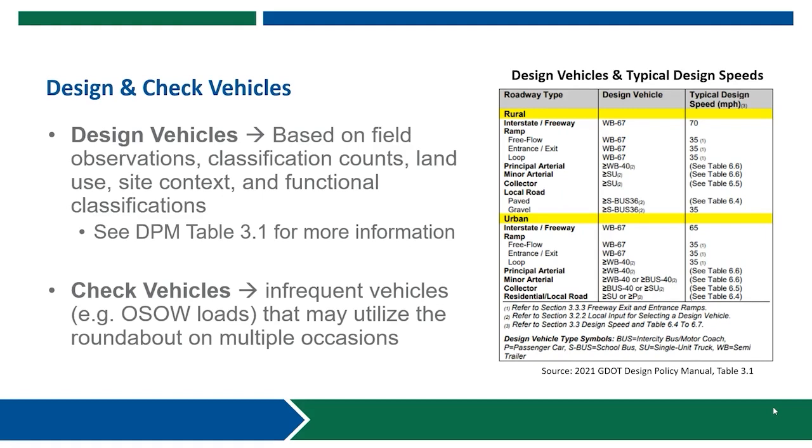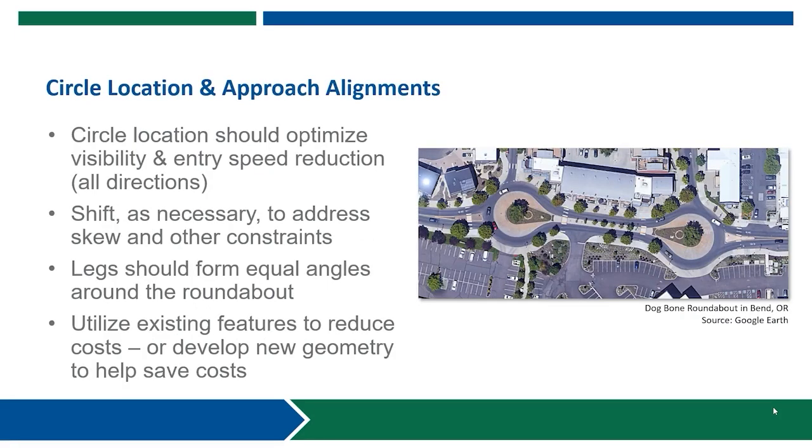It is important to perform field observations and review classification counts, land use, site context, functional classifications, and permitted load records in identifying appropriate design and checked vehicles. It may also be helpful to interview stakeholders near projects to identify other unusual design vehicles like large farm equipment. It is easy to accommodate very large vehicles during the design phase, but much more expensive to retrofit after a roundabout has been constructed.